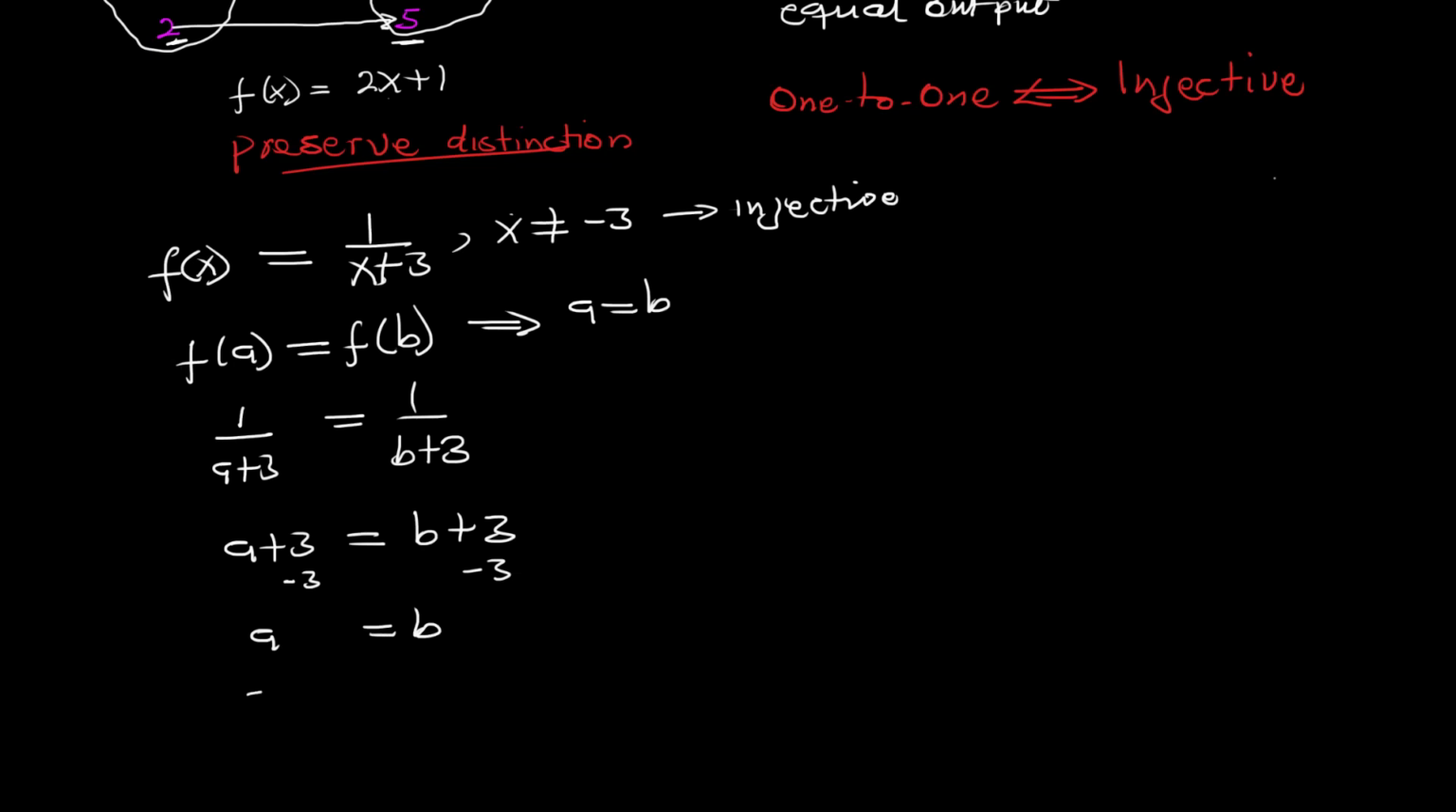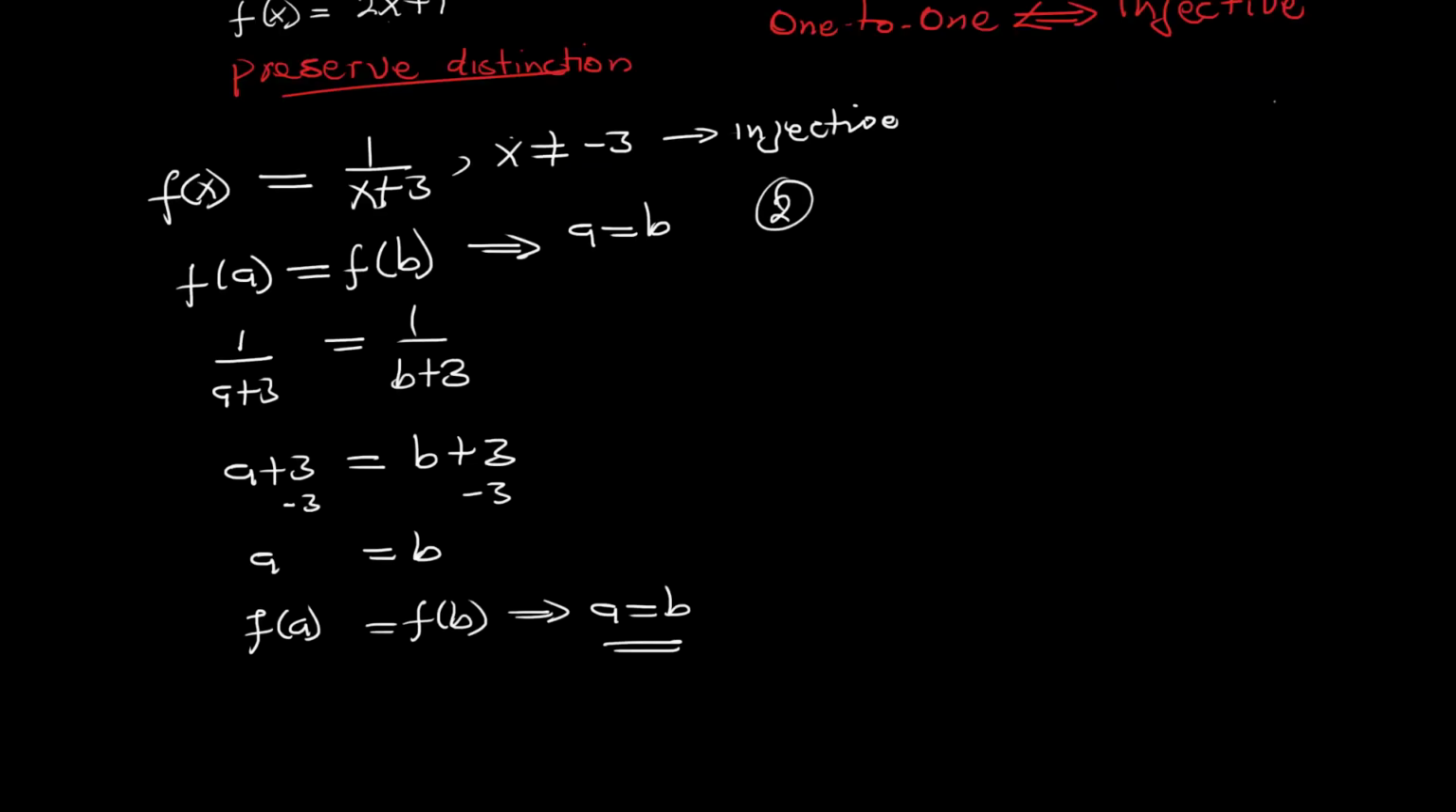Since f of a equals f of b, it implies that a equals b, and therefore the function is one-to-one. Now let's take another example. Example 2. Show or prove that the function h, which is defined as 2 over x squared plus 3, is one-to-one. Here we have h of x equals 2 over x squared plus 3.